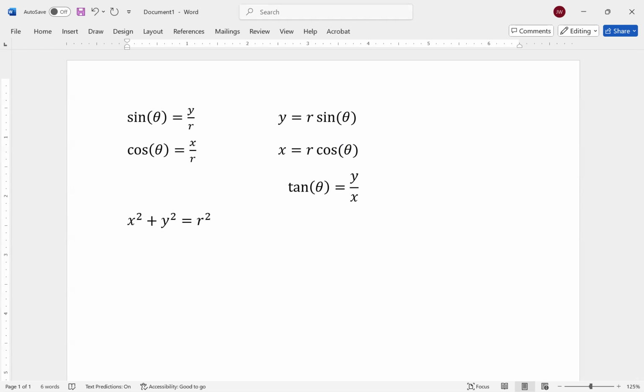In this last equation, basically most times we just put the r squared on the left. So r squared is equal to x squared plus y squared. These four equations allow me to convert back and forth between polar coordinates and rectangular coordinates.